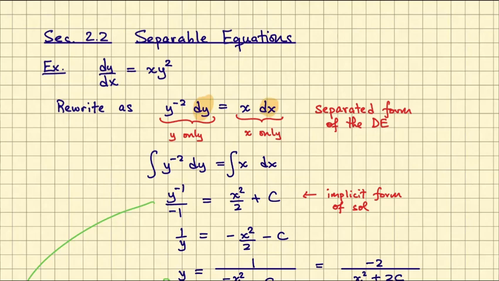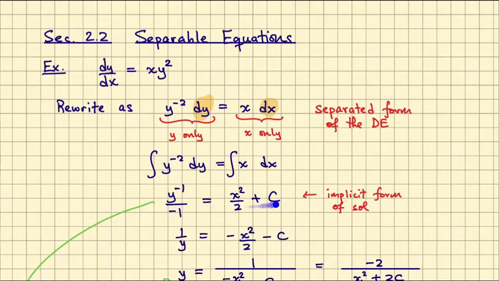The reason this is such a nice form is that now we can just anti-differentiate this side and anti-differentiate this side. Notice here we're integrating with respect to y, and here we're integrating with respect to x, and these are indefinite integrals. If we apply the power rule here, we get y to the minus 1 over minus 1. Here we get x squared over 2 plus c.